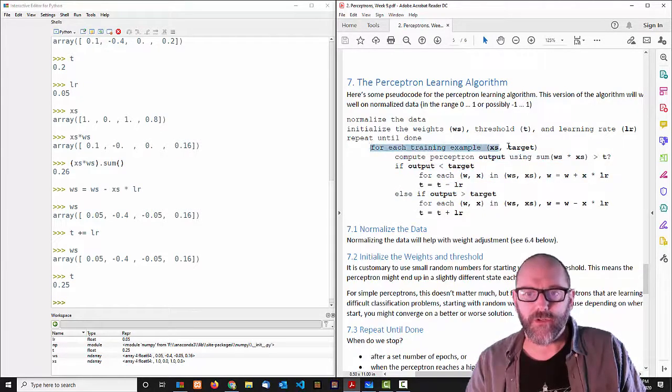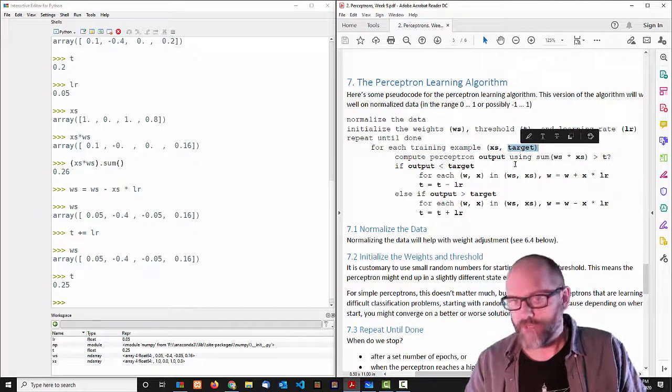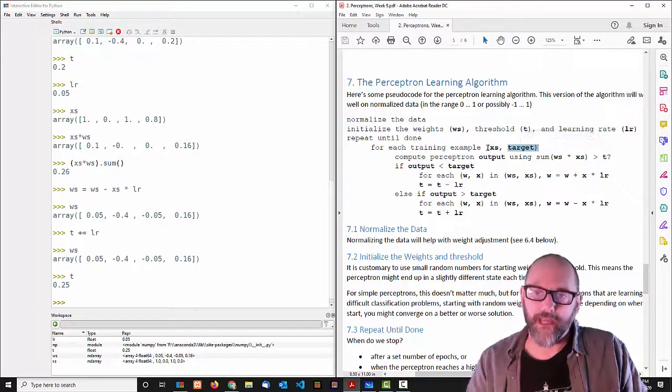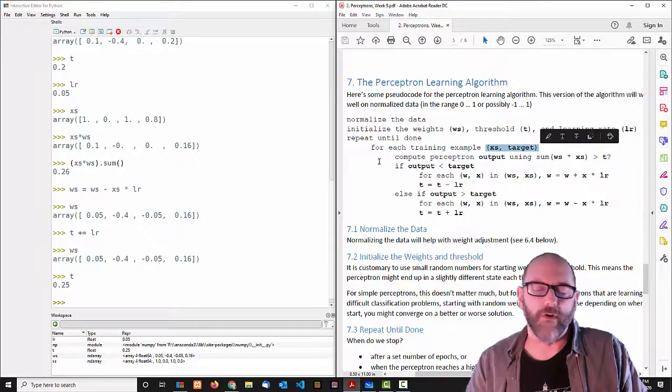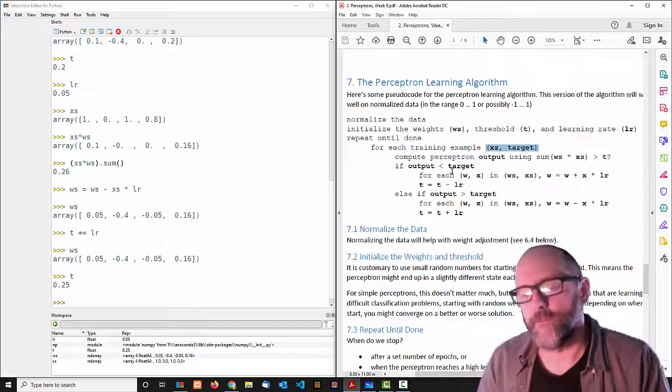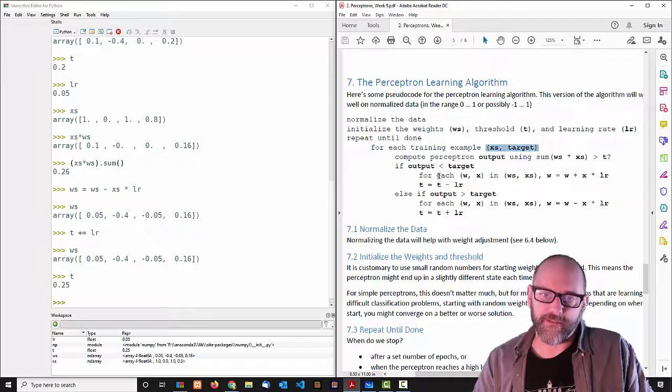Inside this loop, which goes through each of the examples, you have to know the target as well. So for each training example, which consists of the x's and the target. So this is pseudocode. You won't be able to directly implement this. And then when we go through the whole epoch, we go back up and we do another epoch. Okay? So that's it. That's what I want you to write.